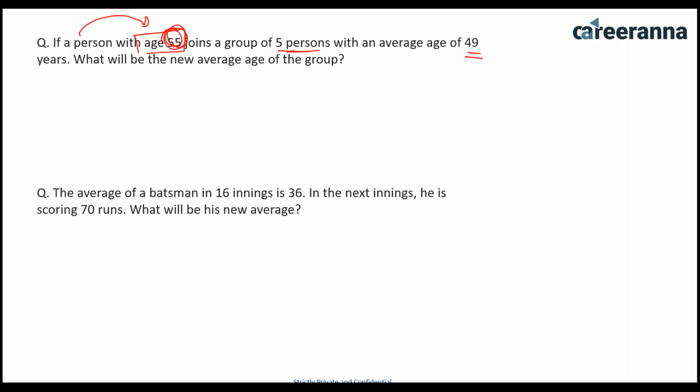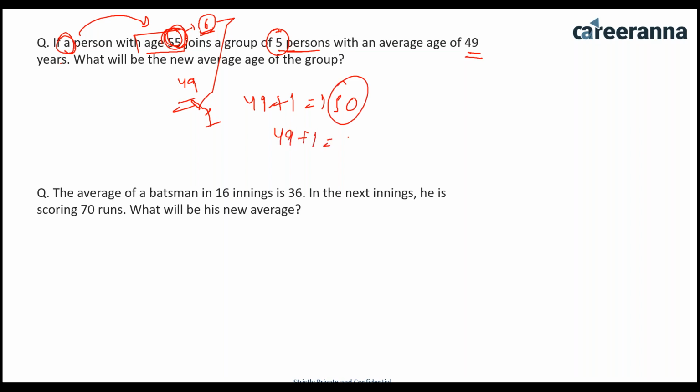So what I have to do is give this person 49 first. I'll give him 49. So I have 6 now. I have to distribute this 6 among these 6 people, 5 plus this 1. So yes, 6 people, you have to distribute 6. Everyone will get 1. So it will be 49 plus 1, it is 50. Is it clear? I'm really sorry for my handwriting. Very easy question. Let us move on to the next question.